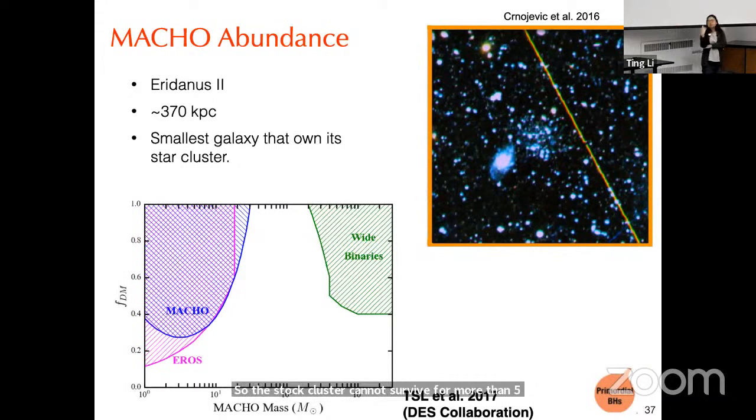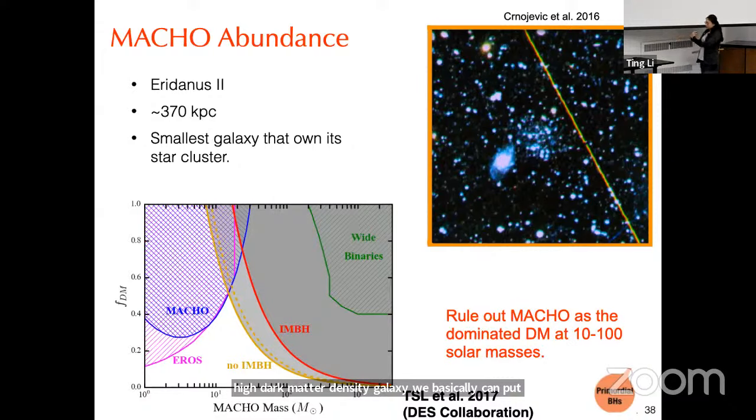So the fact that there is a very old star cluster, about 10 gigayears or more, at the center of a very high dark matter density galaxy, we basically can put a constraint like this to rule out MACHO as dominant dark matter at 10 to 100 solar mass. So we can kind of close this gap here.